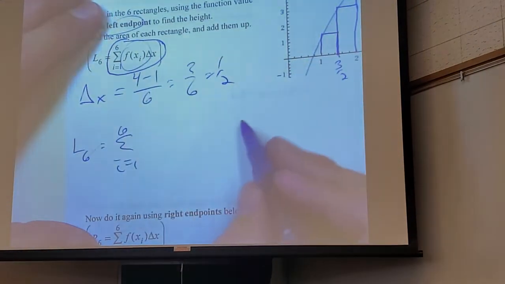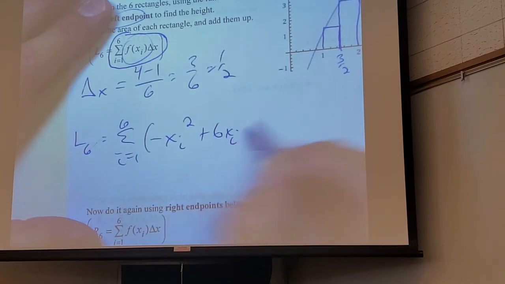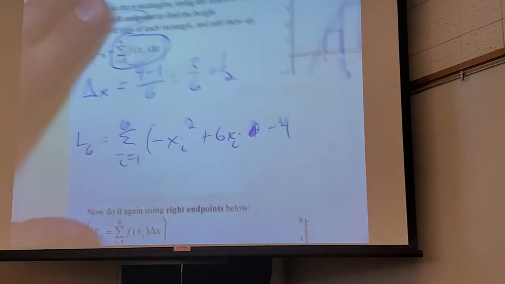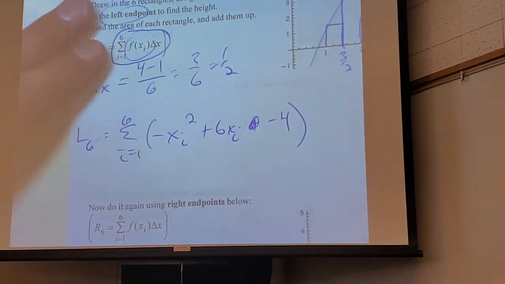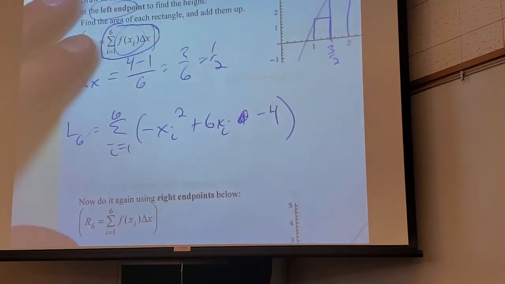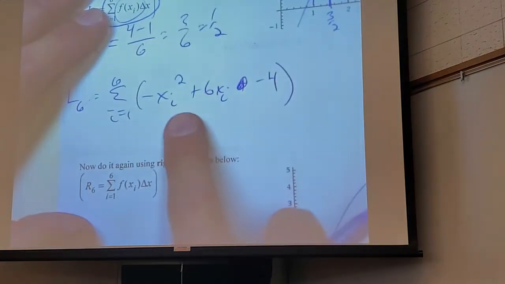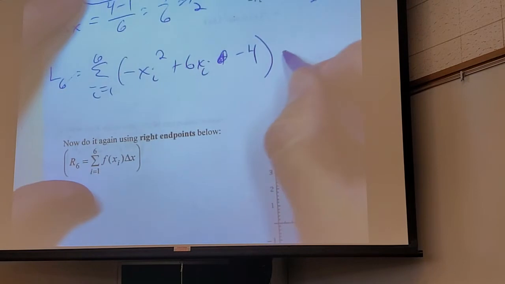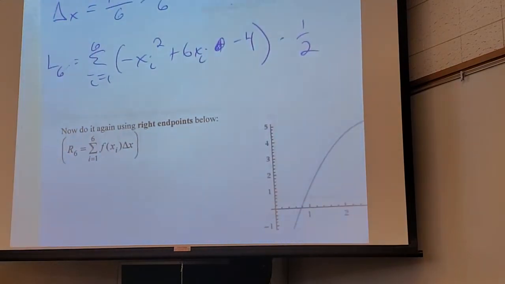f of xi would be negative xi squared plus 6xi, minus 4, is that right? Yeah, okay. Does everybody see where I got that from? f of x is blah blah blah with x's in it, so f of xi is blah blah blah with xi's in it. Times 1/2.